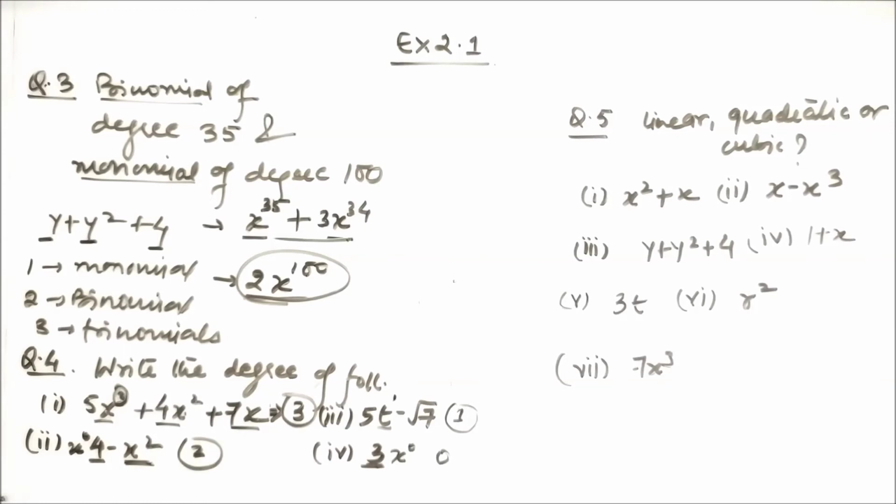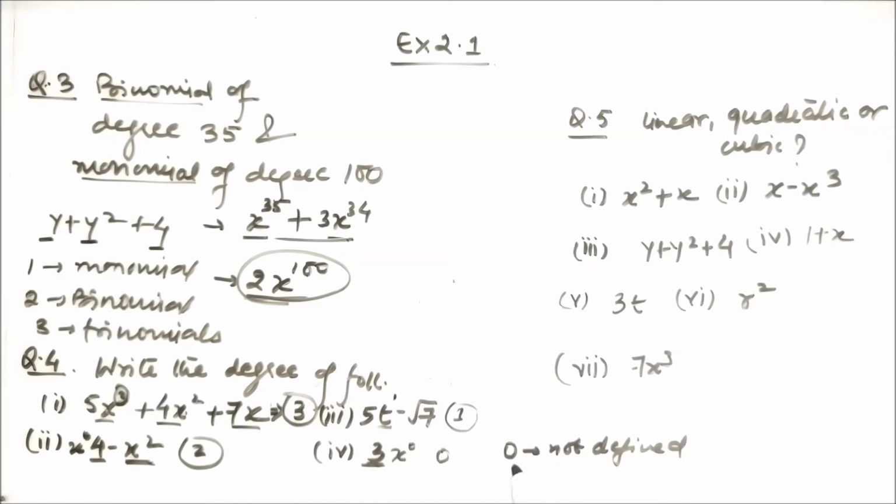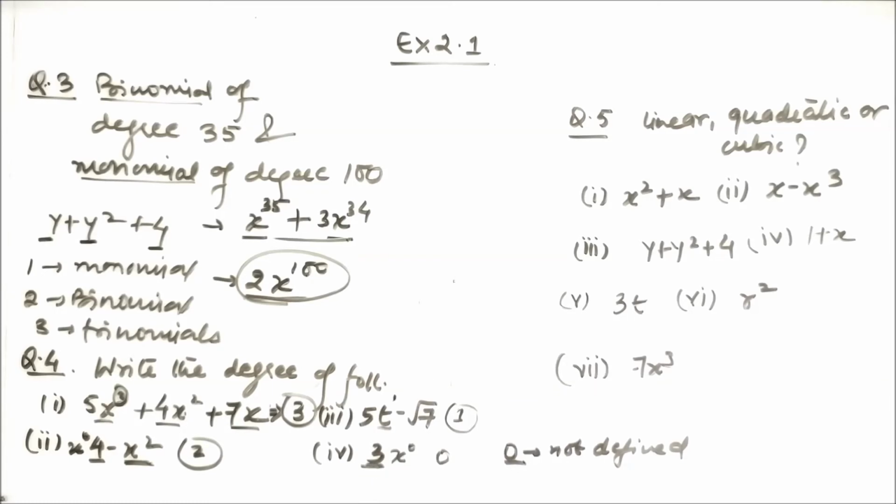And we have discussed, if only 0 is written, then its degree is not defined. Okay, and this is known as the zero polynomial. If 3 is written, or any numerical value other than 0 is written, then it is a constant polynomial with degree 0. Okay. I hope you understood how to find degree.